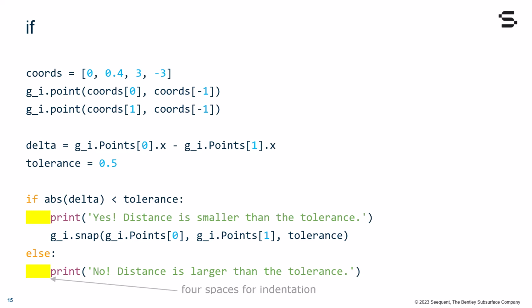If that is satisfied, we first print some text and then the snap command is run to perform a geometry correction in PLAXIS. Else, we print a different text to indicate what happened. In all cases, notice the 4 indentation spaces added, which is used as a generic suggestion when coding in Python.